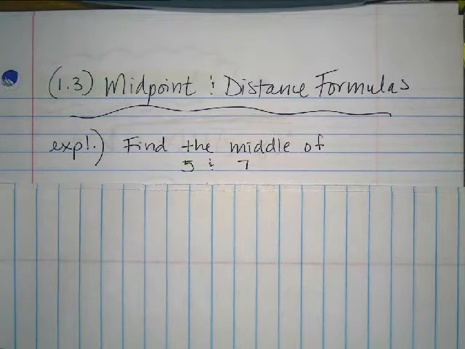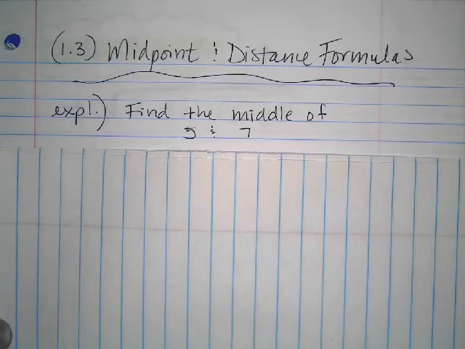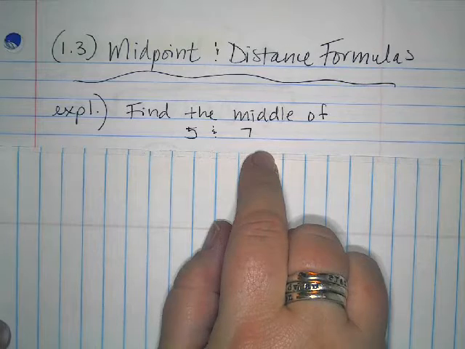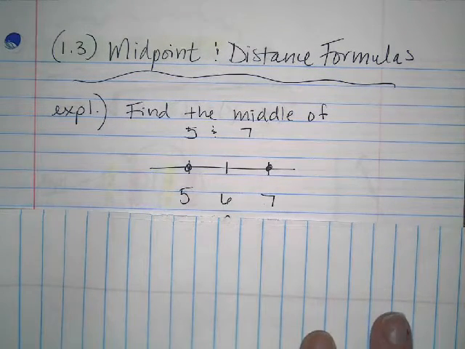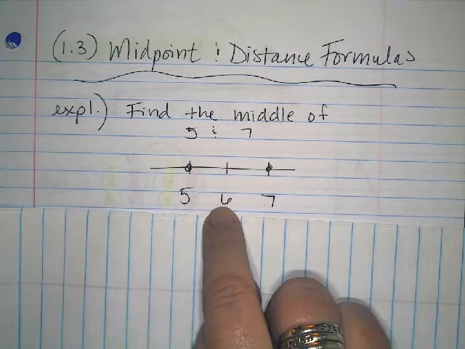The first thing that I want to take a look at is just a simple example of talking about the middle or the midpoint. So for instance, I have the number 5 and 7. What is in the middle of 5 and 7? Well, I know that it would be 6. 6 is in between 5 and 7. It's right in the middle.